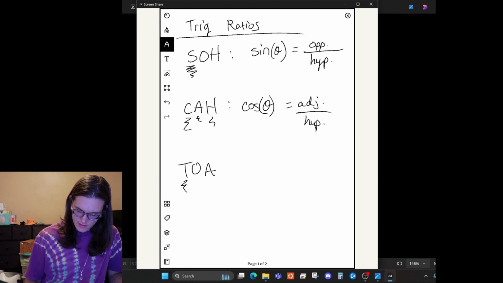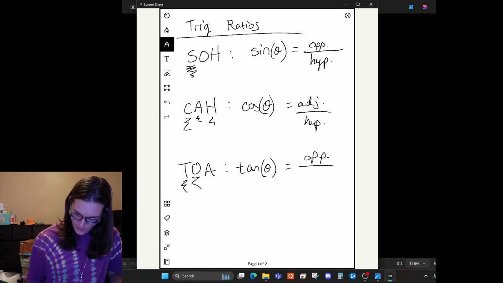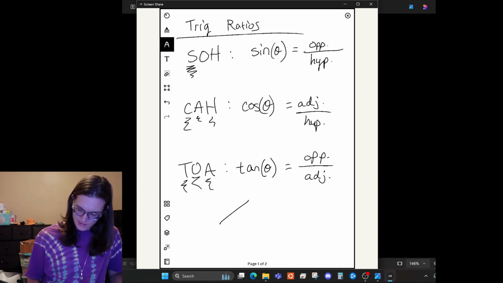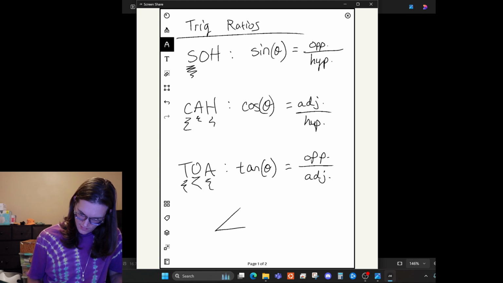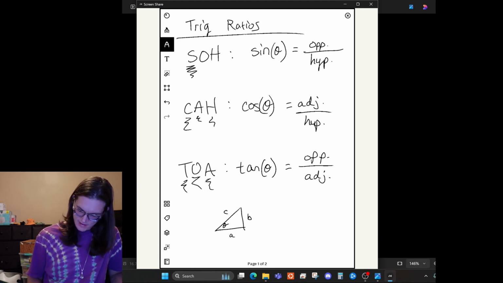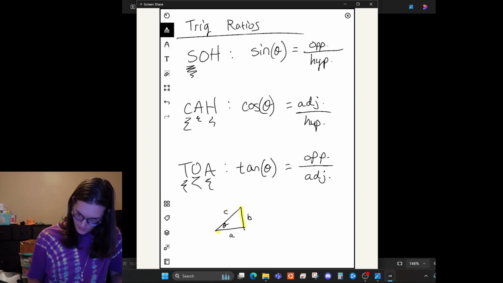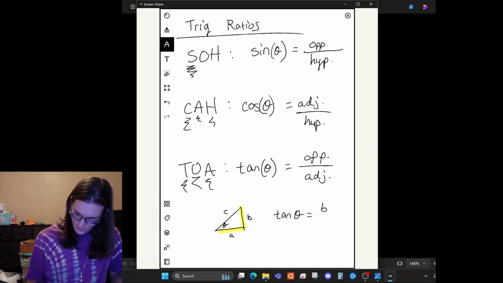And the last one is tangent on theta gives opposite over adjacent. You might realize that's a little different, that's weird. The other two have been with the hypotenuse in the denominator. So if we have this, the tangent is this opposite over the adjacent. So tan here is B over A.